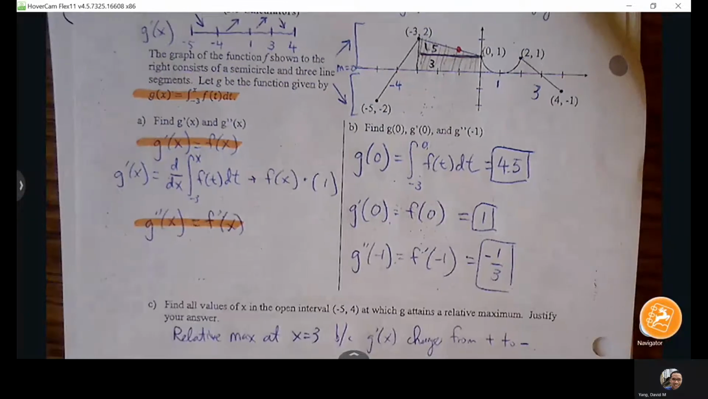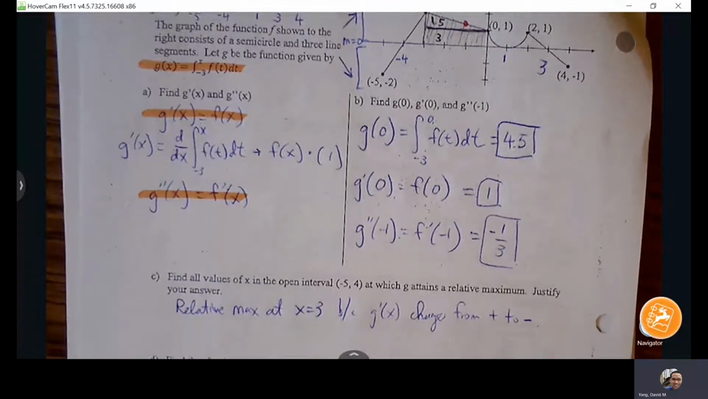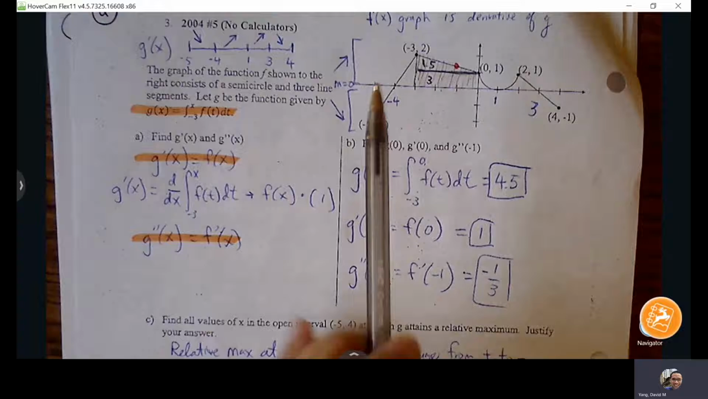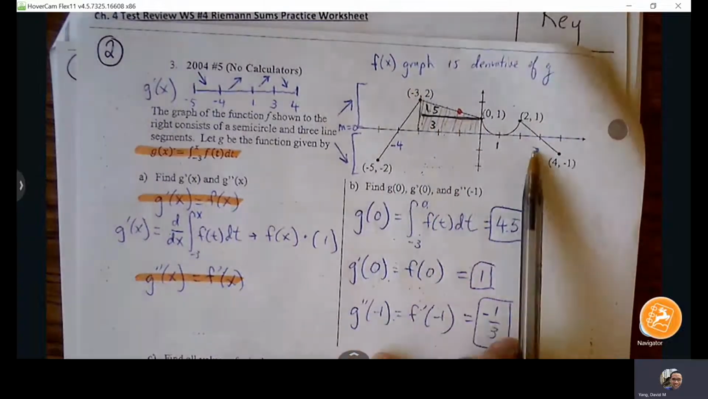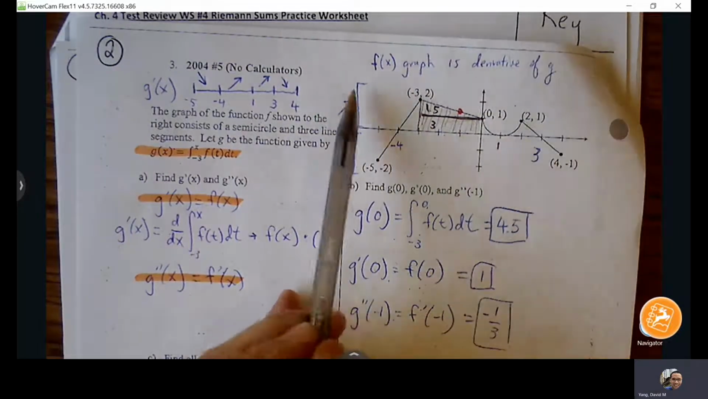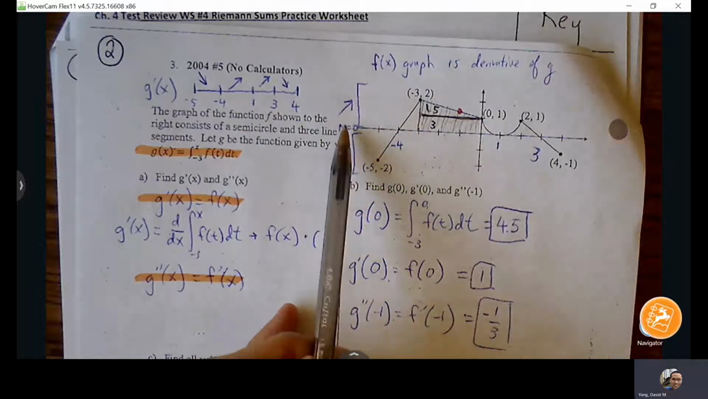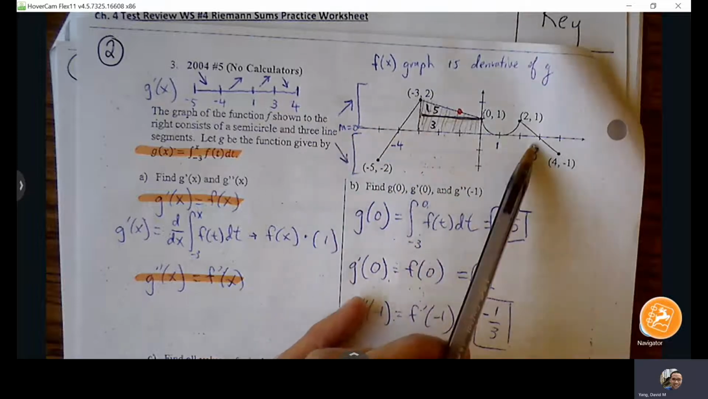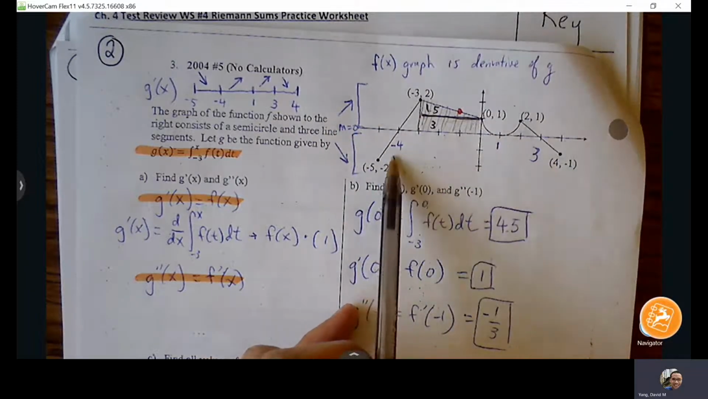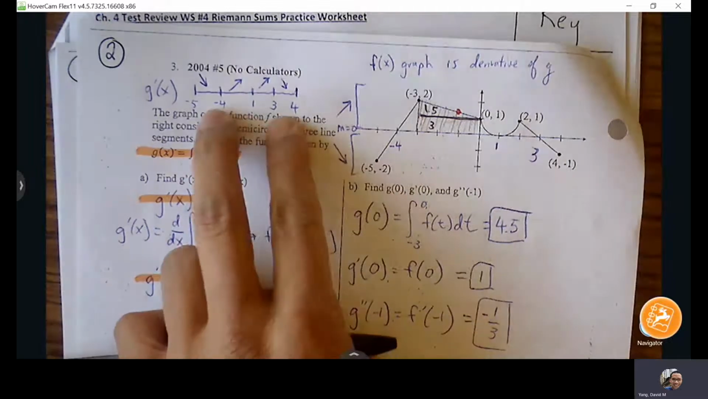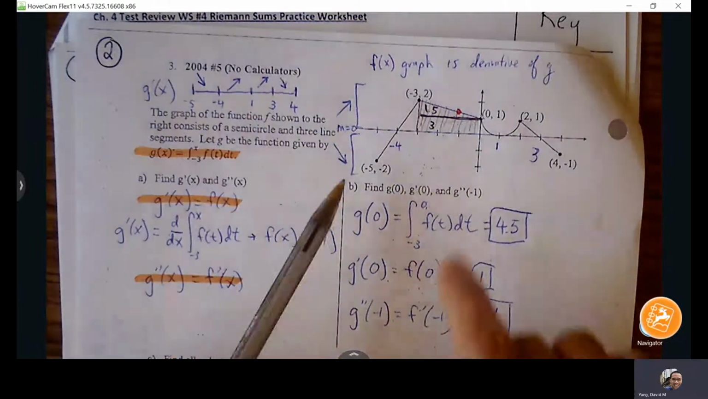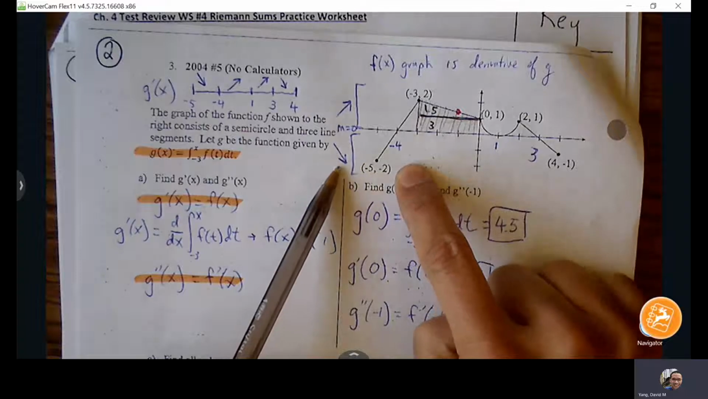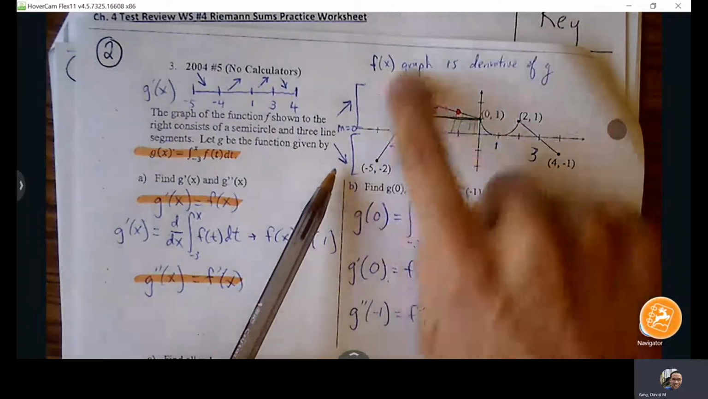Okay, so now part C says find all the values on the open interval where G attains a relative max. So for relative max, we have to understand that this is not the G graph, this is the G prime graph. So we started labeling our derivative graph, right? Anything above is positive slope, below is negative slope. On the x-axis is slope 0. So our critical points are -4, 1, and 3. And now we just want to look, where is the graph located? Is it above or below the x-axis?